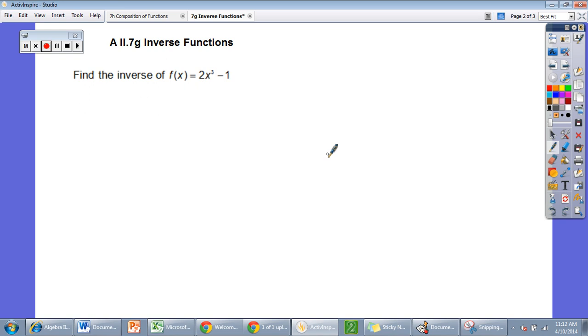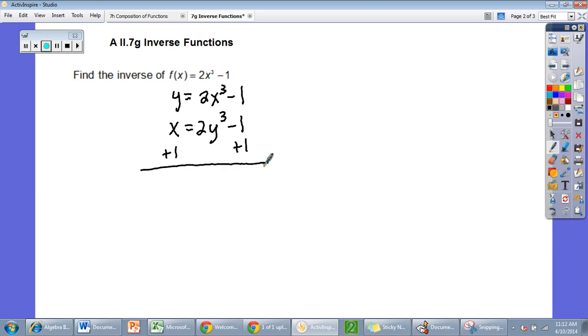The next two examples that we're going to look at are actually algebraically figuring out what the inverse function is. So remember that this f of x is really y. And to figure out what the inverse is, we make y be x and we make x be y. And then we're just doing inverse order of operations to solve for y, to get y by itself. So we're adding 1 to both sides. So we get x plus 1 is equal to 2y cubed.